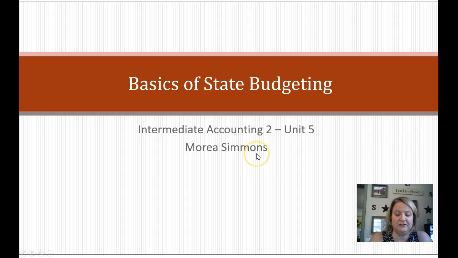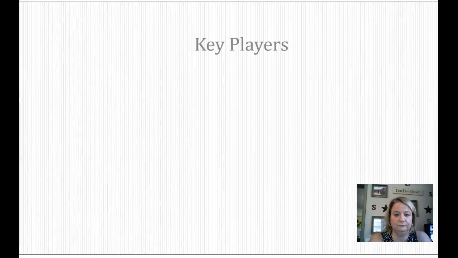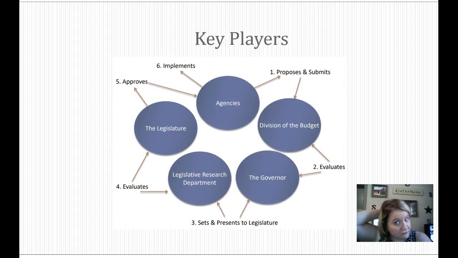So basics of state budgeting, Intermediate Accounting 2, Unit 5. The key players. This shows you a little bit of how a state budget works. It starts with the agencies of the state. We propose and we submit it to the Division of Budget, which is a part of the state. The Division of Budget evaluates our submission, and they give it to the governor, who also evaluates it.